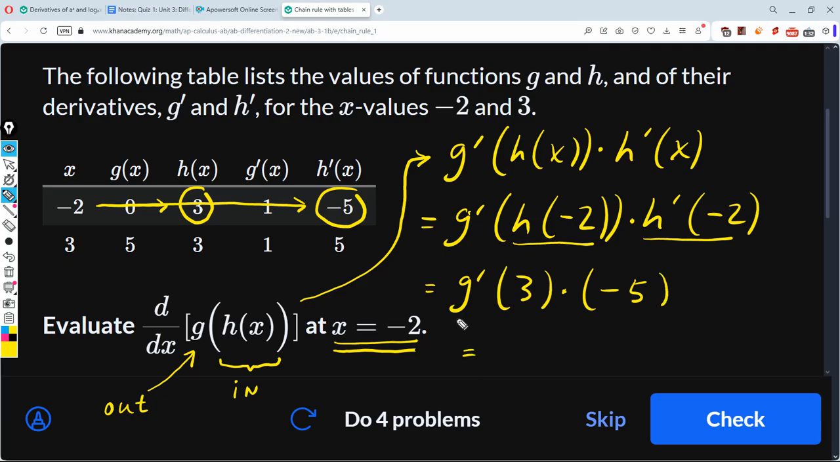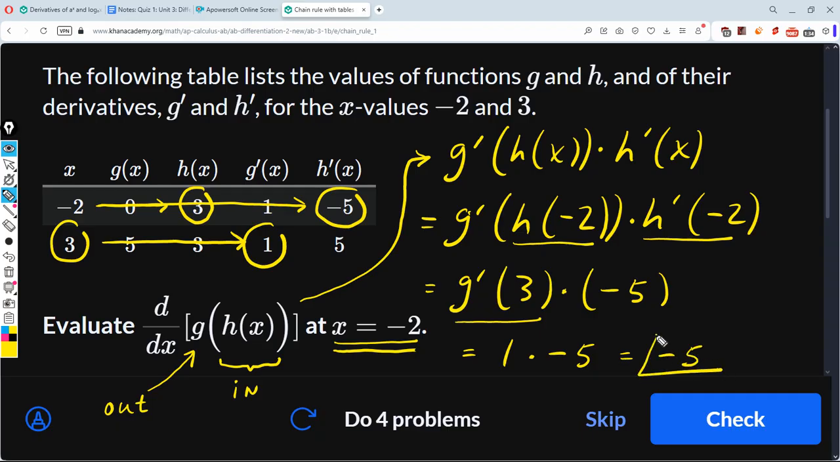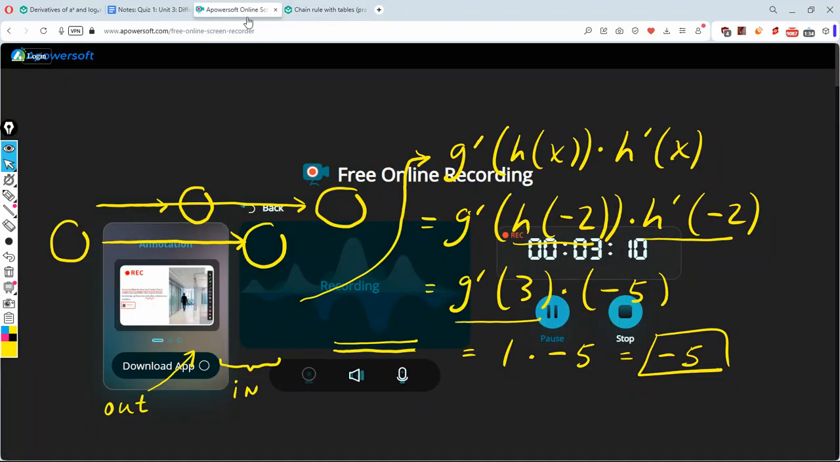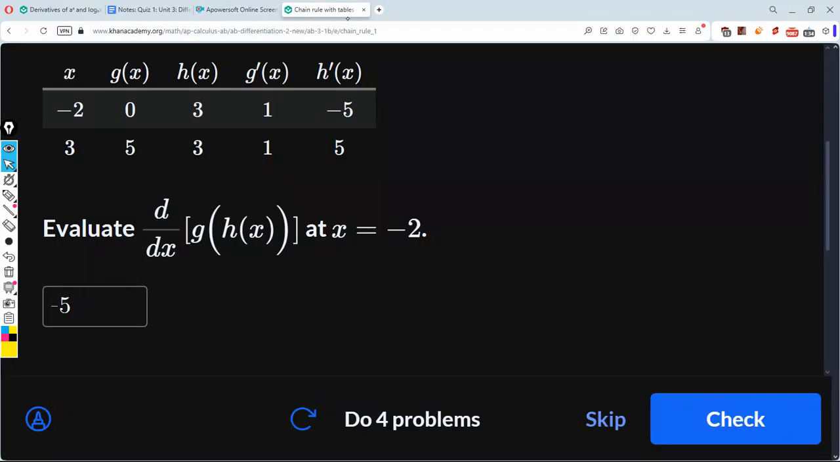Again, going to the table, we want to get g prime of 3. Here's x equals 3, here's g prime. So right there, g prime of 3 equals 1, times negative 5. And of course, 1 times negative 5 is just negative 5. Final answer: negative 5.